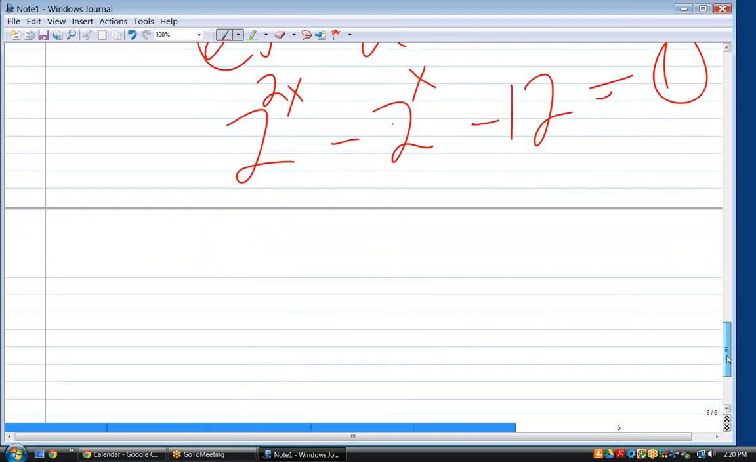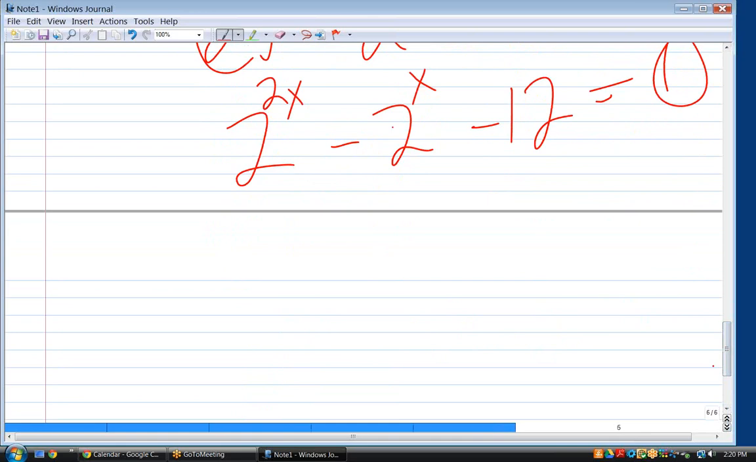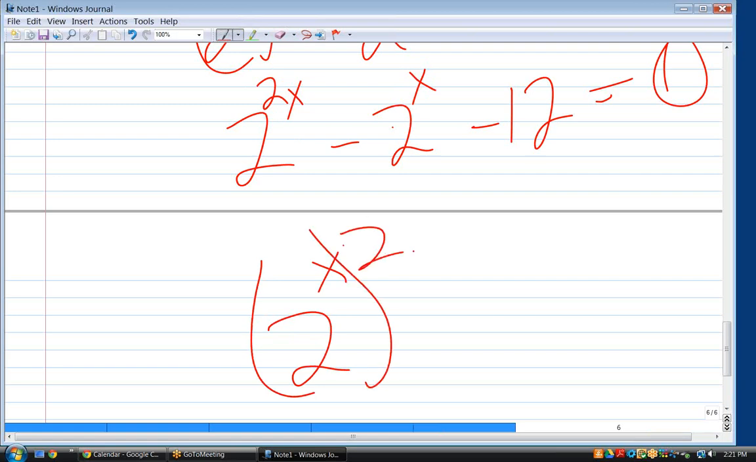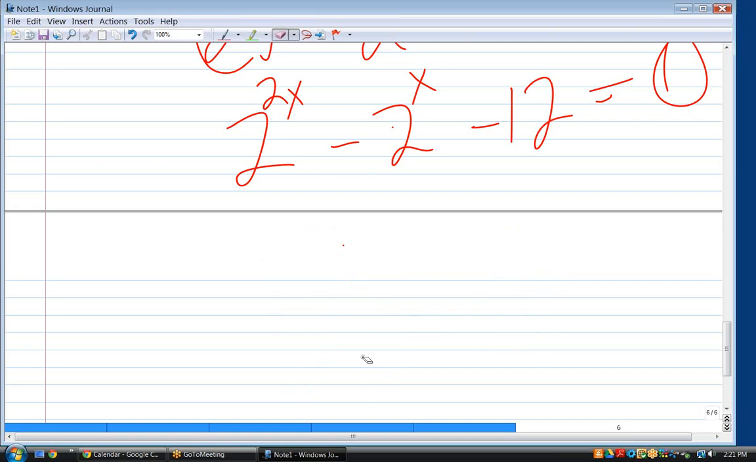Quadratics can be in anything. Most important thing about a quadratic is that this is the square of that. In other words, if I took 2 to the x and squared it, I would get 2 to the 2x. Okay. I want to solve this as a quadratic, and I want to use substitution. Let's let u equal to 2 to the x.